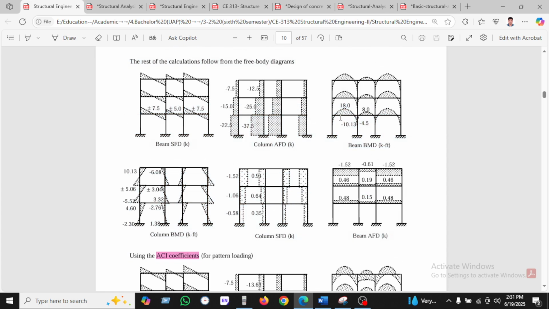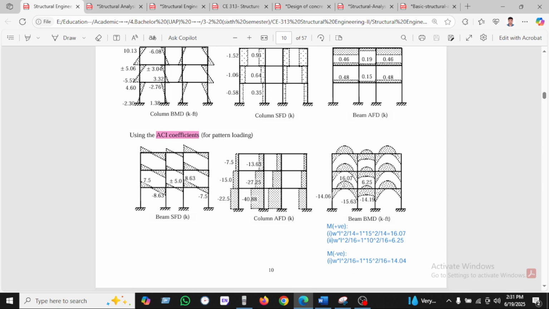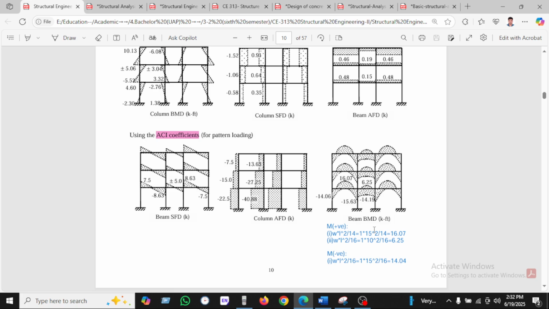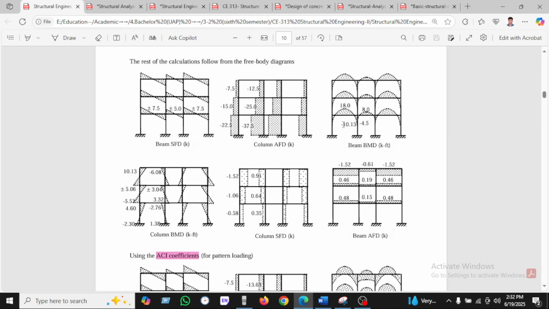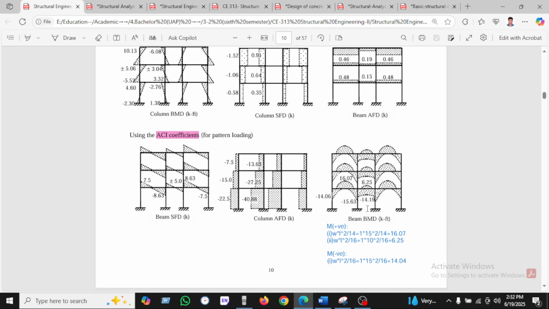We have found the positive moment is much more. With the approximate method we found 18. For the ACI coefficient method we found 16. So we can say that the approximate method is much better than the ACI method for getting the positive moment, not the negative moment. For the negative moment we found 10.13 for the approximate method, and for the ACI method we found 15.13. So we can see the ACI method is much better for getting the negative moment.